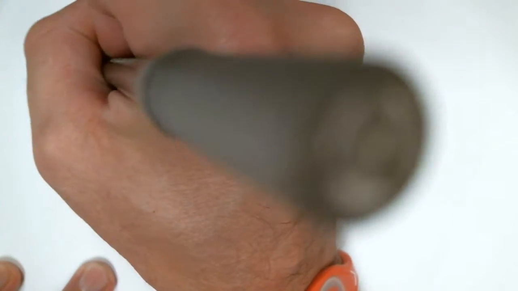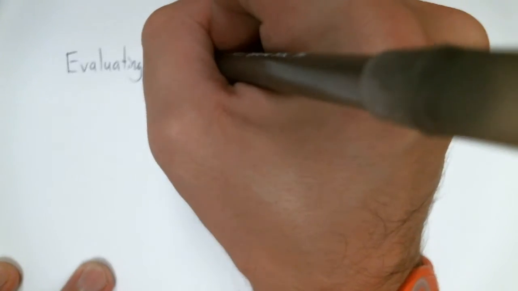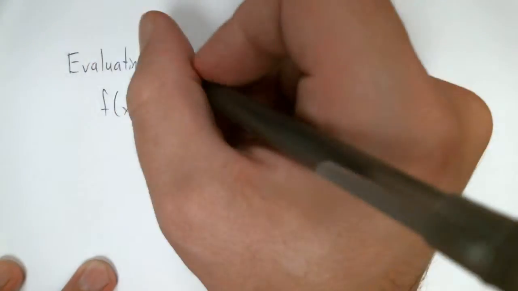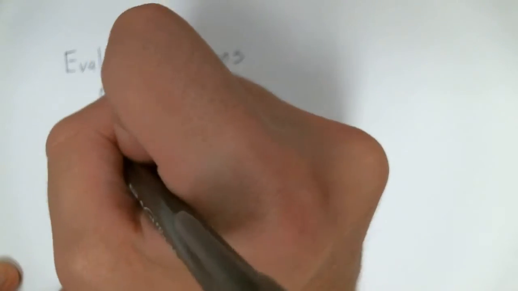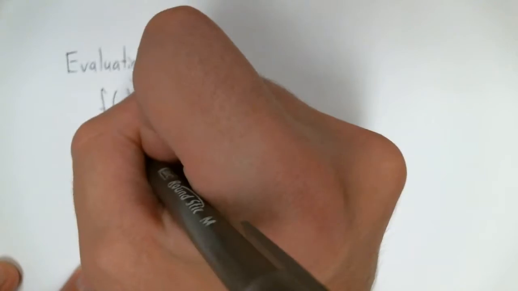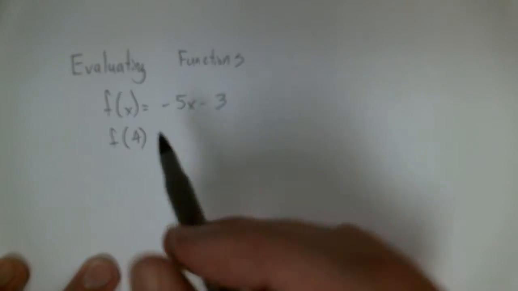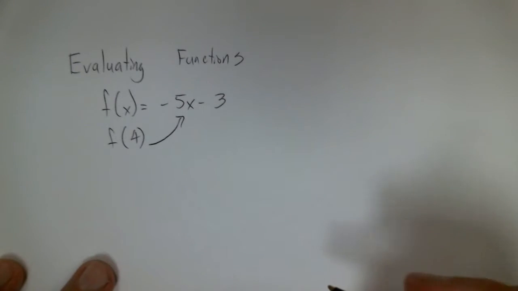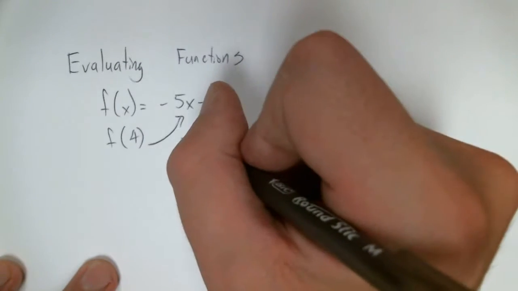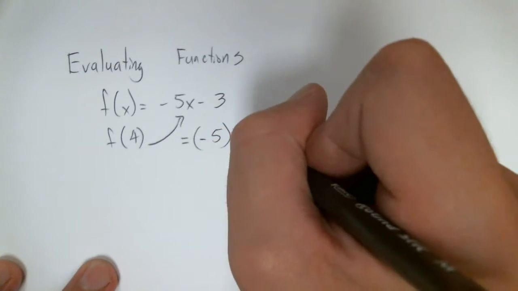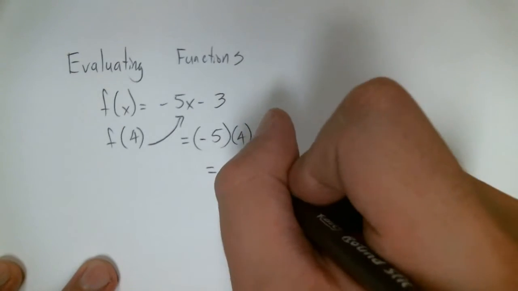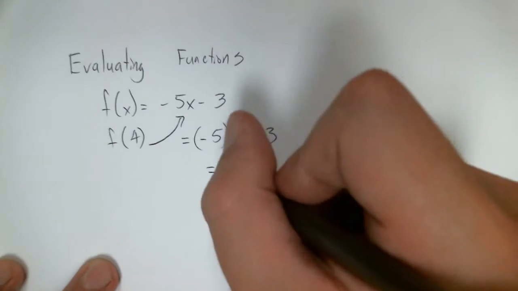Okay, so let's keep going and talk a little bit about evaluating functions. When you guys see this kind of notation, let's say we have f of x is equal to negative 5x minus 3, and I'm evaluating that function for, say, 4. All that means is this is my function machine. I'm going to stick in a 4 and see what comes out the output. So I just plug in a 4 where I see an x. That'll be negative 5 times 4, which is negative 20, minus 3, and that will be equal to negative 23. Okay, so that's my output.